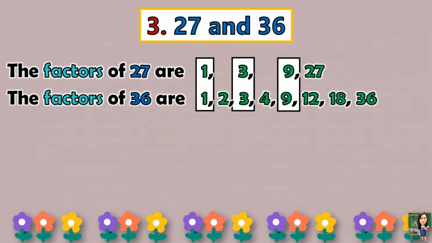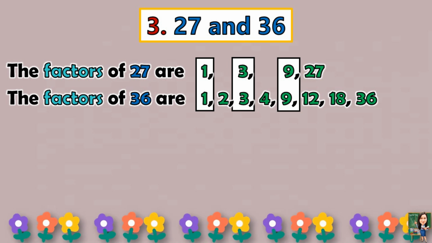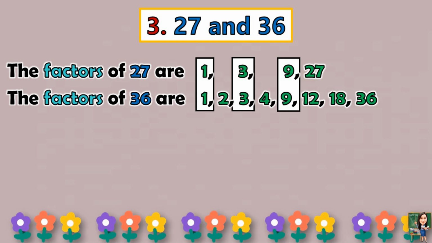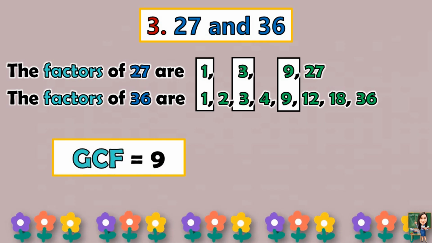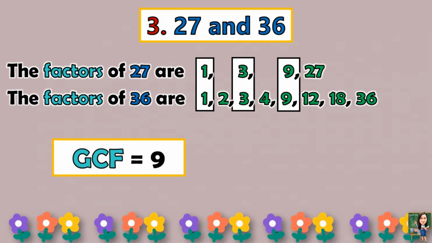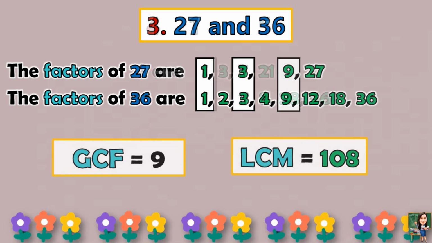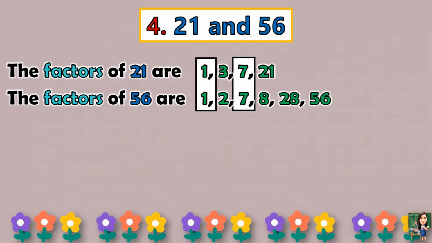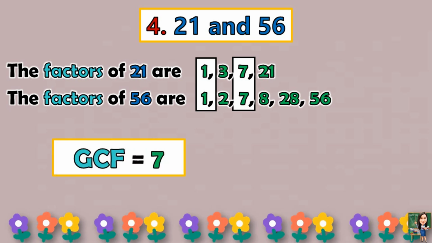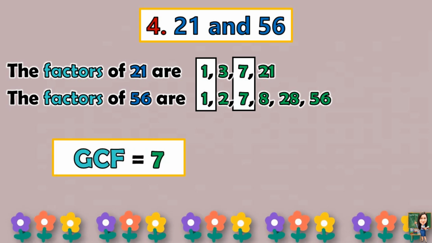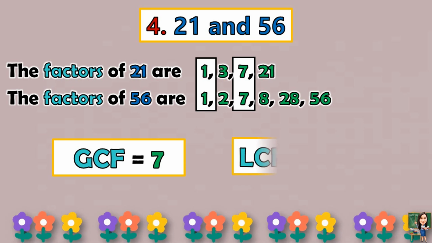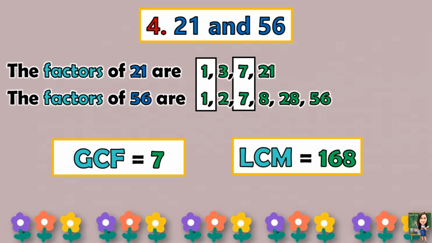Number 3, 27 and 36. The greatest common factor of 27 and 36 is 9. And the least common multiple of 27 and 36 is 108. Number 4, 21 and 56. The greatest common factor of 21 and 56 is 7. And the least common multiple of 21 and 56 is 168.